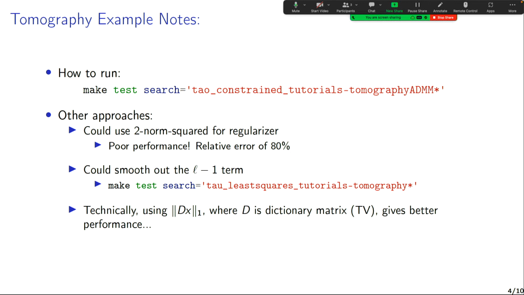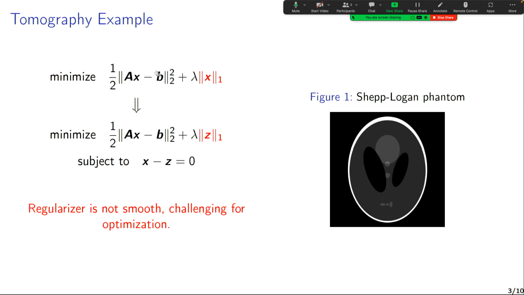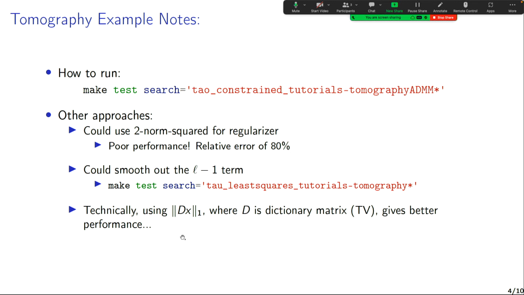So this example, how would you run it? It's in the Tao constraint tutorials tomography ADMM. Now I should note here, there is an example in Tao that solves this, but not with the L1 norm, but with the TV norm here, where D is a dictionary matrix where it's a -1 on the diagonal and +1 in the off diagonal to the right side. So this is the quote-unquote correct solution, but I'll just go with the L1 norm for easier illustration.